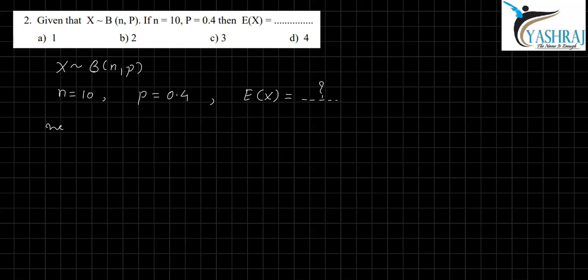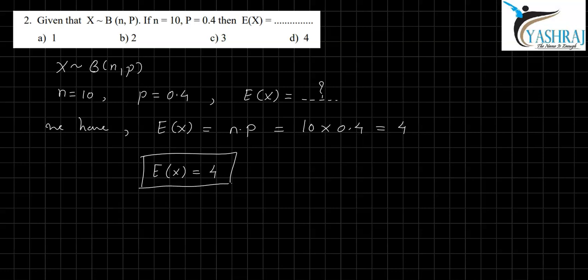Now everyone well knows, we have the formula for finding expected mean of a random variable capital X, that is equal to n into p, where we have n value as 10 and p value as 0.4. So 0.4 into 10 we might get 4.0, which is nothing but 4. So expected mean of random variable capital X, we have 4. That is our choice code D as 4.